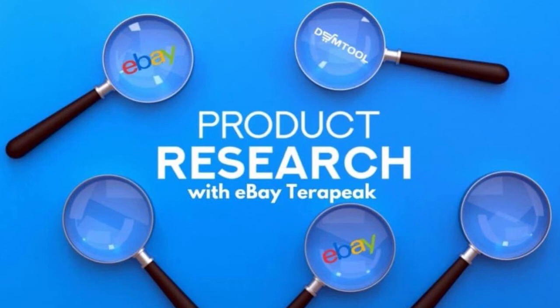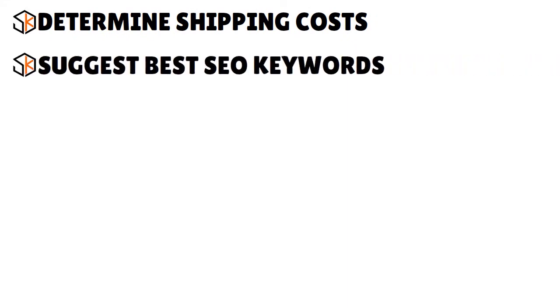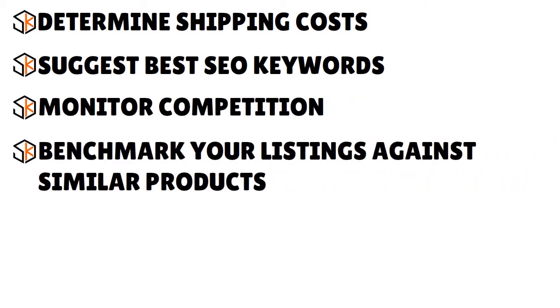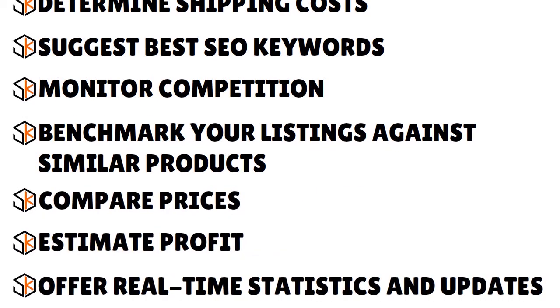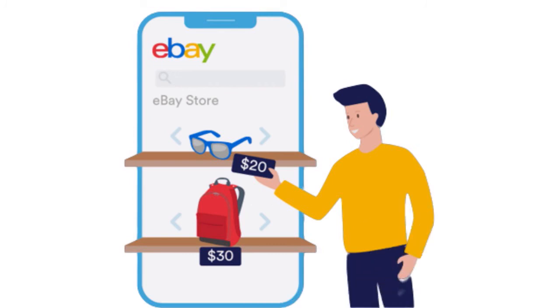Okay, and having said that, some tools do more than that. They may include the following common features. So determine shipping cost. They can suggest the best SEO keywords for you. They can help you monitor the competition. You can benchmark your listings against similar products. You can compare prices. You can estimate profits. You can offer real-time statistics and updates. Okay, mostly designed to help you simplify your eBay business and streamline your operations. eBay product research tools are great options for business owners. Okay, so this is kind of cool.